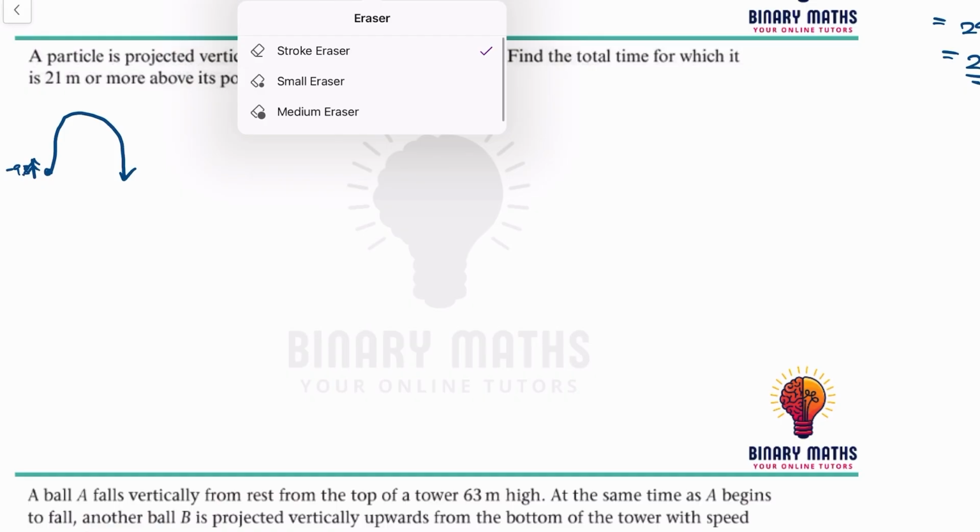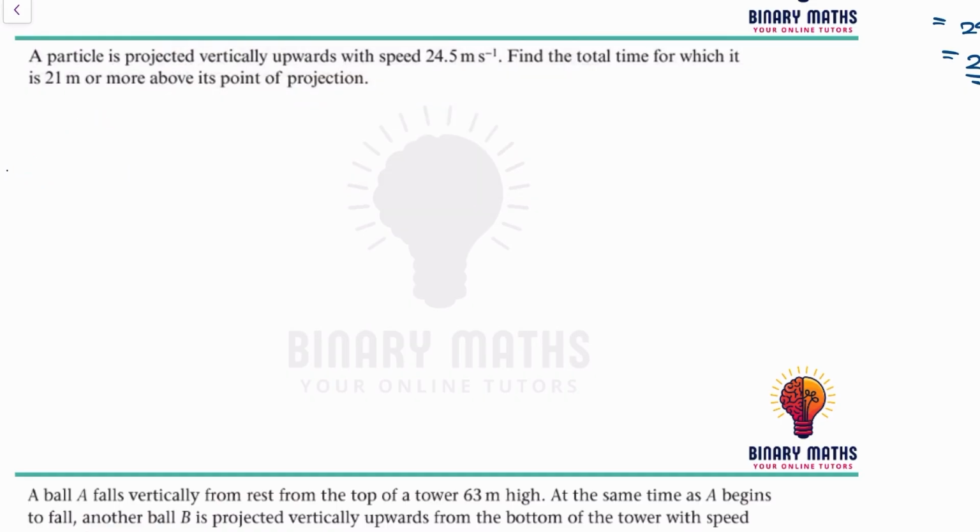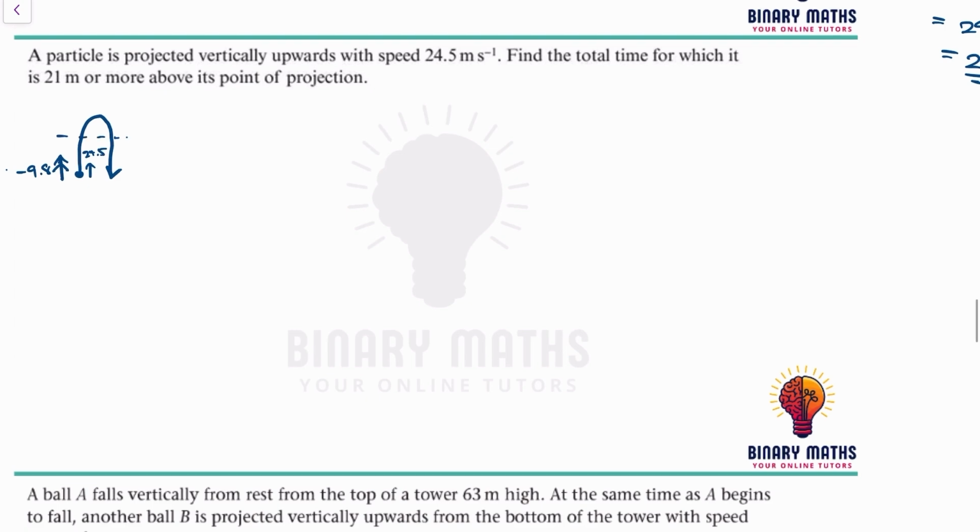Let's redraw this. Okay, so traveling up, positive up. Acceleration is minus 9.8. Initial speed is 24.5. And we're trying to work out how long, if this is 21 meters, how long it's above 21. So we're trying to find out basically the time between there and there.